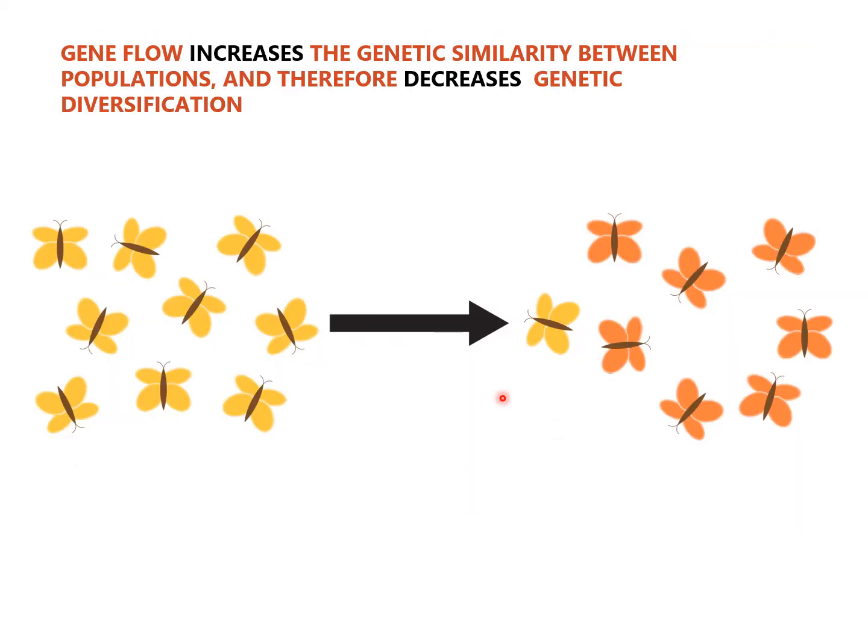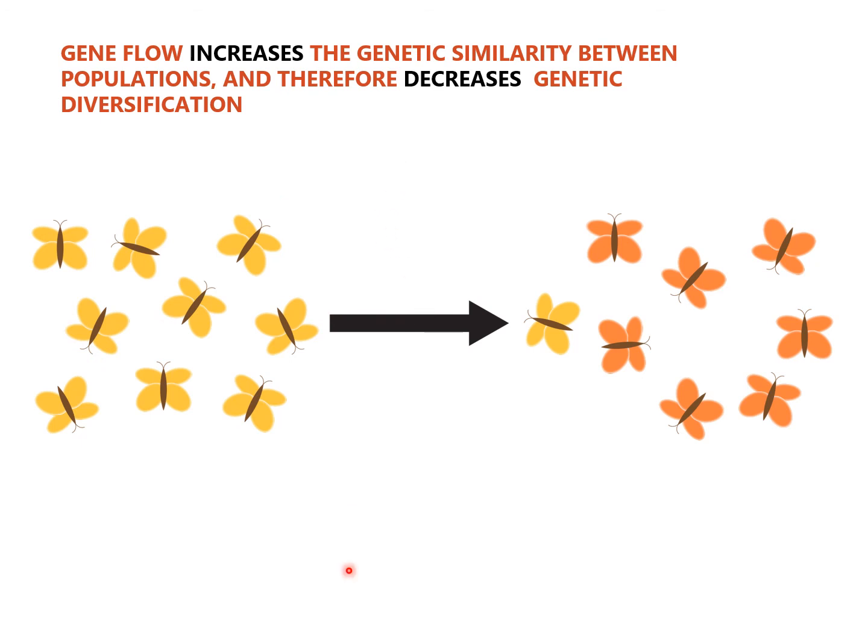So if you took a minute to think about that, you may have remembered back weeks ago that we talked about this thing called gene flow when we were talking about evolution. And gene flow increases the genetic similarity between populations. If you have two populations, the more gene flow you have between them, the more similar they will get. So basically, you're decreasing the genetic diversification between them.